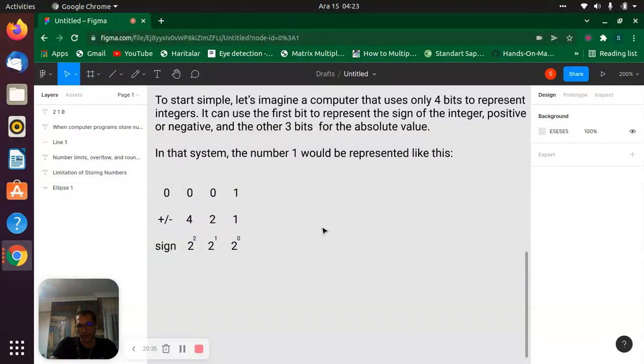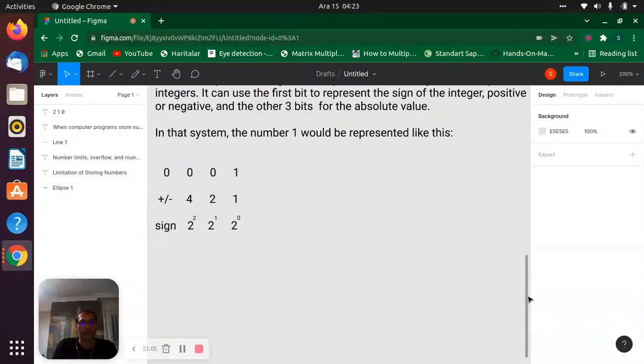Okay, now you know what I did here. This place is for the sign. This place is power of 2: 2 power of 2, 1 power of 2, and 0 power of 2. And we can represent 4 bits like that. So what we said here: imagine a computer that uses only 4 bits to represent integers. It can use the first bit to represent the sign of the integer, positive or negative, and the other bits for the value. Anyway, I think you got it.